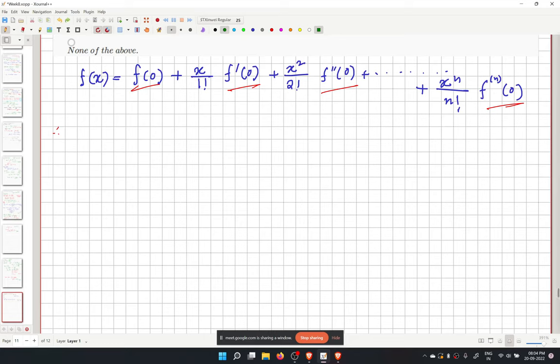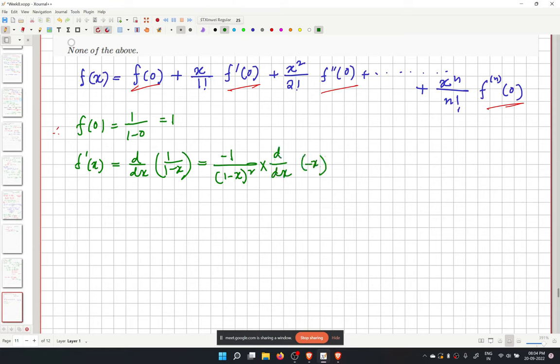So what is f of 0? F of 0 will be 1 by 1 minus 0. So that is 1. Now what will be f prime of x? Our f prime of x will be d/dx of 1 over 1 minus x. So that will be minus 1 over (1 minus x) square, times d/dx of minus x. So there will be another negative sign which will get cancelled out with this, and we will be left with 1 over (1 minus x) square. Similarly, f double prime x we can write as d/dx of 1 over (1 minus x) square, and you will find that this is 2 by (1 minus x) cube.